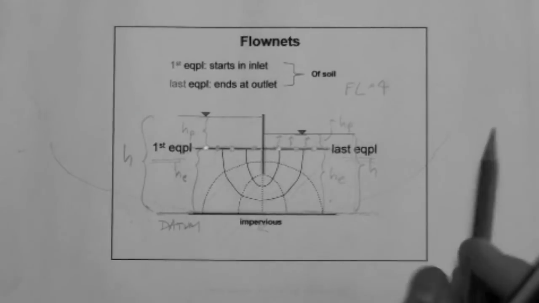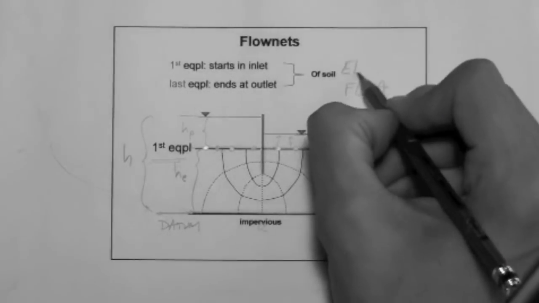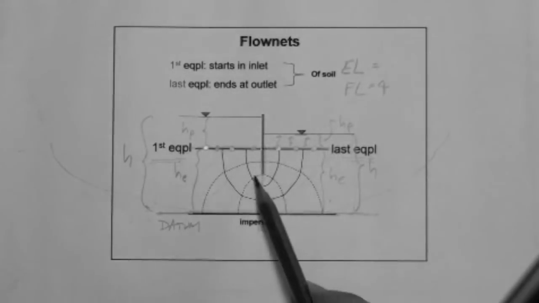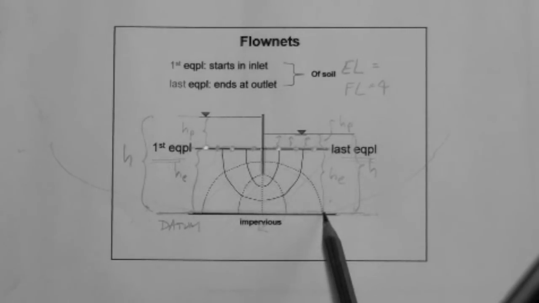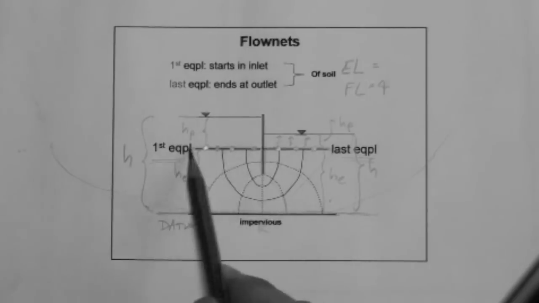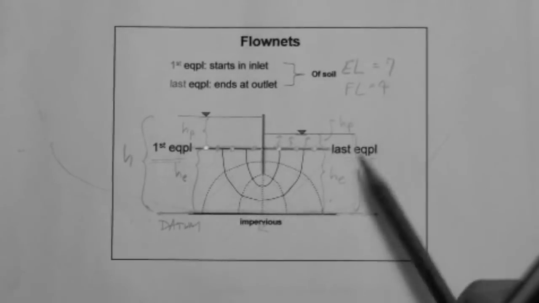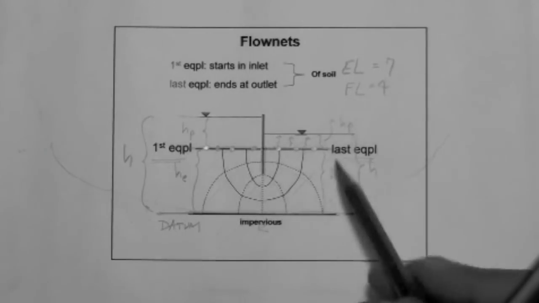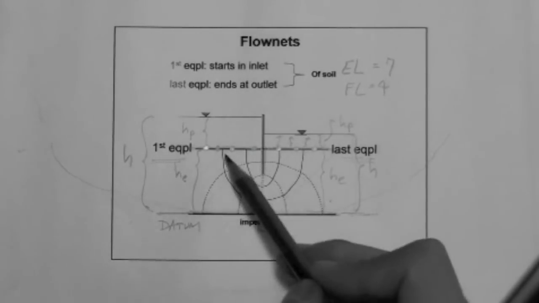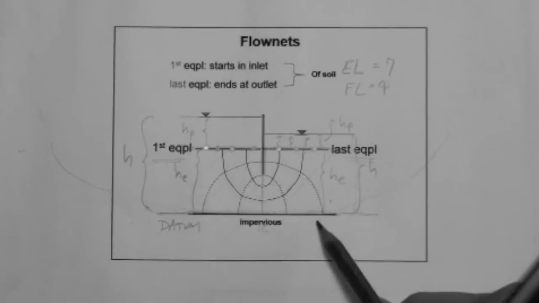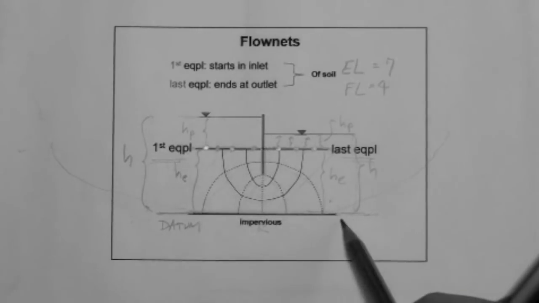Okay, so how many equipotential lines do we have? 1, 2, 3, 4, 5 that are drawn, and then 6, 7. So we have 7. 5 drawn, 2 hidden. For flow lines we have 2 drawn and 2 hidden. That one and that one.